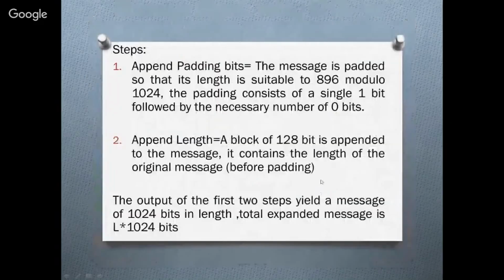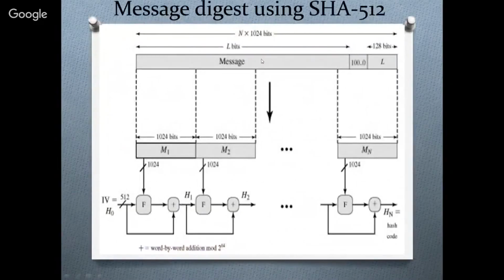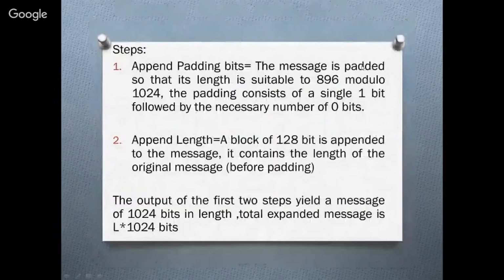We'll see the same methodology step by step. The first step is appending padding bits. The message is padded so that its length is congruent to 896 modulo 1024. The padding consists of a single 1 bit followed by the necessary number of 0 bits. Here you can see once your actual message completes, you add a 1 with continuous zeros such that the length is 896 modulo 1024.